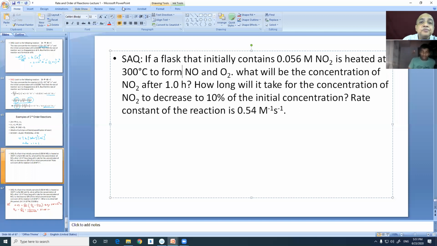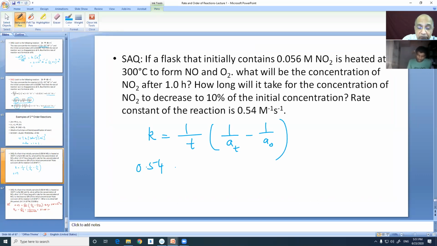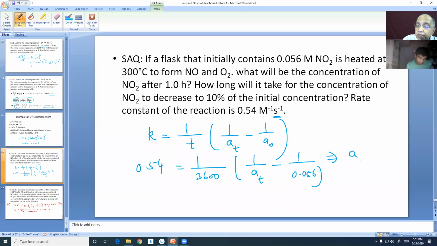Now here, K is equal to 1 by t into 1 by A minus 1 by A0. So 0.54, that is the rate constant, is equal to 1 by t. 1 hour means it is 3600 seconds, because the K rate constant has a unit of second inverse, so 1 hour has to be converted to seconds. 1 by A minus 1 by A0 is 0.056. From there, you find what is A.